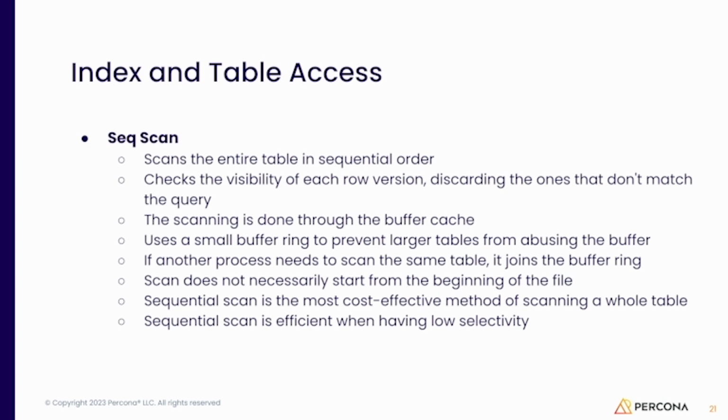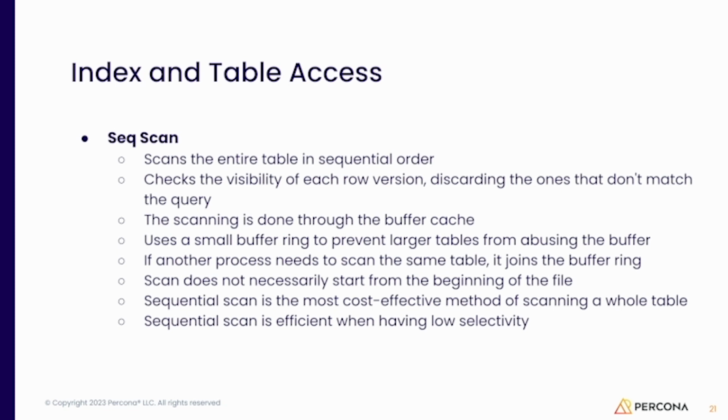It uses a small ring to prevent larger tables from abusing the buffer. If we have a table that's too large and it can fill the whole buffer, then we have different problems, right? Because we can have cache eviction from the buffer. No one wants one select on a large table to clean up the whole buffer because of that select. So it has smaller buffers inside of the buffer to try to prevent that abuse.